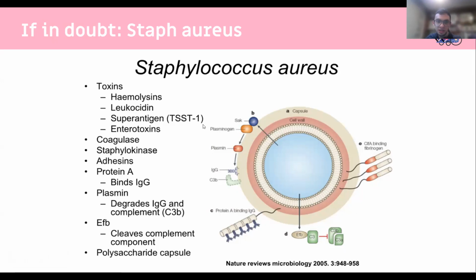Superantigen is important to remember about it. Essentially, all you need to remember is Staph aureus does almost everything. So that's the final message. If you're in doubt, choose Staph aureus.